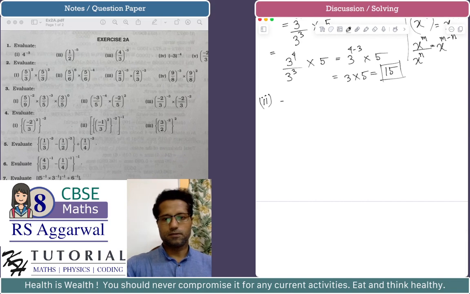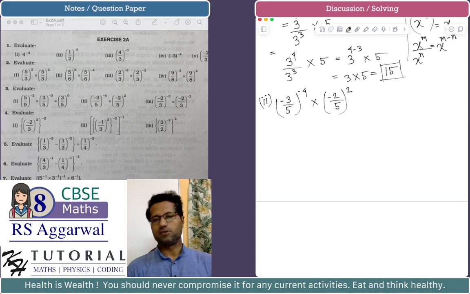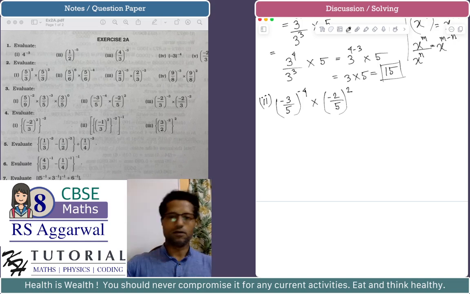Part 2 is (-3/5)^(-4) multiplied by (-2/5)^2. Now we see a product of two exponents, but the bases are different, so we cannot add up the powers. That will not work, because the bases are different. For the first term the base is -3/5, and for the second exponential term the base is -2/5. So we have to individually convert each exponential term into a rational number.